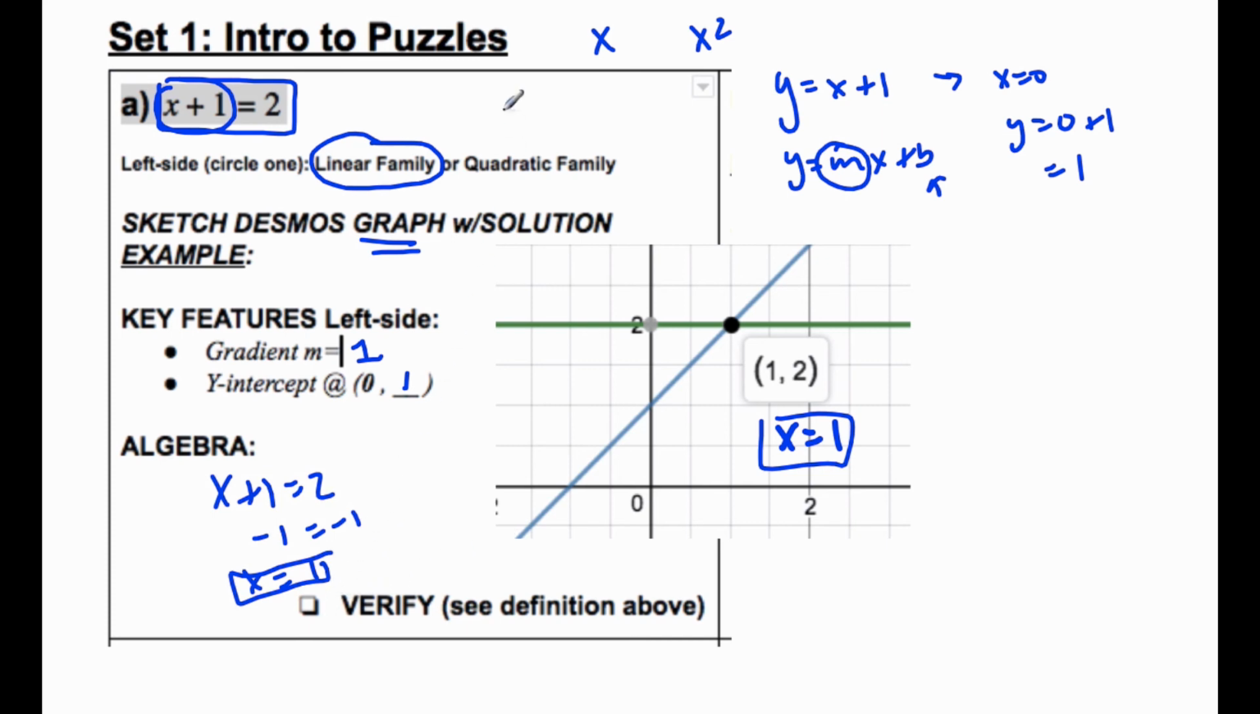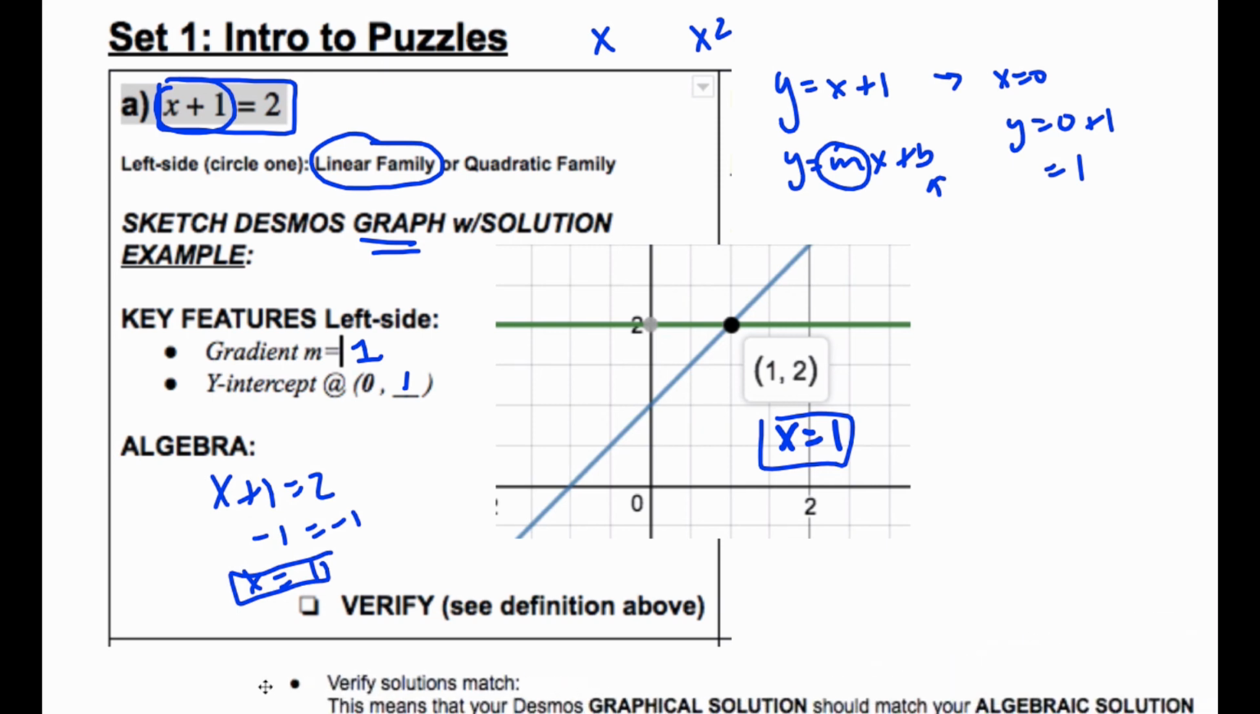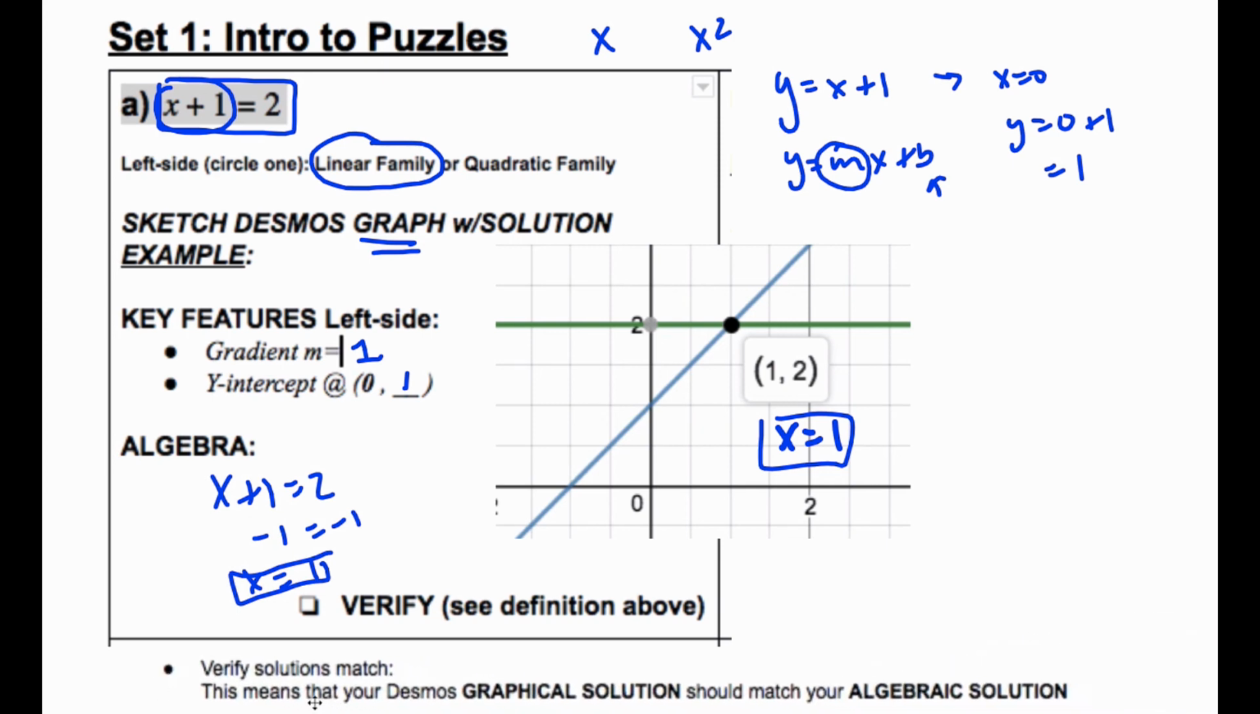And then it says I want to verify it. Well, if I look at my definition, it's in your packet. Here's your definition for verify. This means that the solution in your Desmos graph matches your algebraic solution. And this indeed is very true. I have verified it. So there's your first introduction of puzzles. You're expected to use Desmos and algebra and confirm that they're the same solution at the end, as indeed they are.